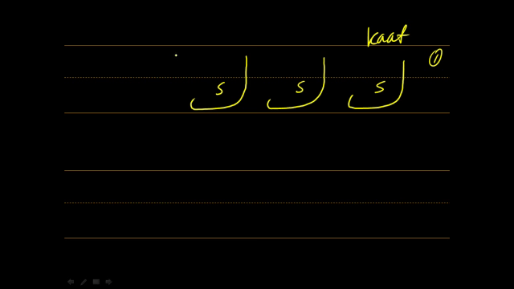And now let's look at the kaf in the initial position. This one looks like this, and then like that. Again, let's do it one more time, like this, and then like that. That's the kaf in the initial position.